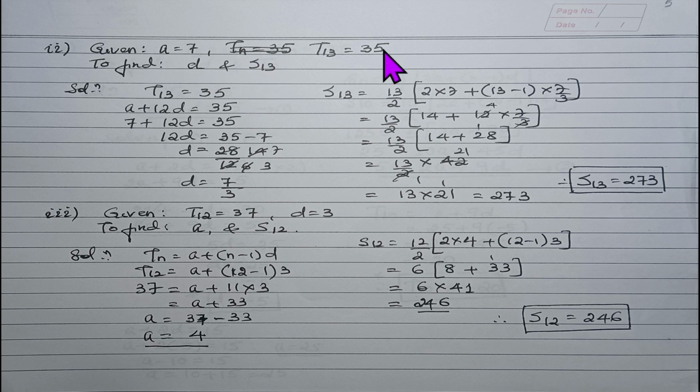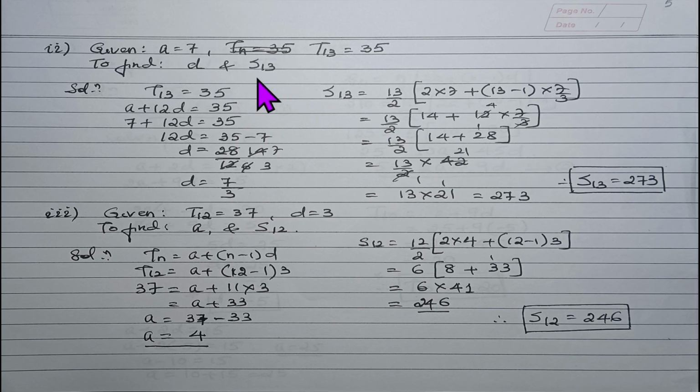So let us begin with T13 is equal to 35, that is the 13th term is 35, and the 13th term is nothing but a plus 12d. We can use the relation Tn is equal to a plus n minus 1 into d and apply it here. So a plus 12d is 35, 7 plus 12d is equal to 35 because a is known to us, 7, and 12d is equal to 35 minus 7, so d is equal to 7 by 3. So we got the value of d.